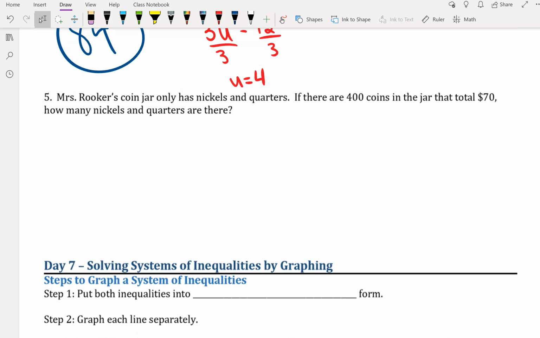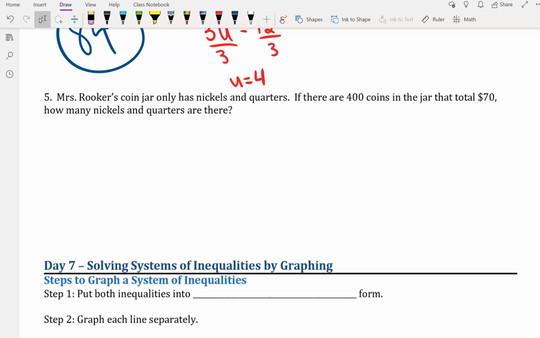All right, number 5, and that's my name. Whoa. Mrs. Rooker's coin jar only has nickels and quarters. If there are 400 coins in the jar that total $70, how many nickels and quarters are there?